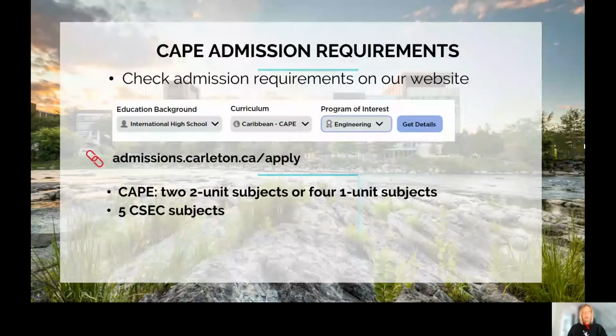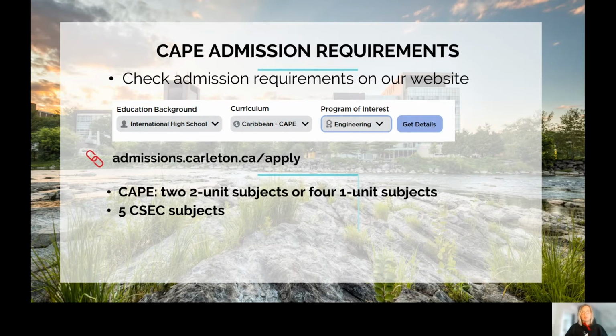Okay, so the best resource to get to know what the admission requirements would be is absolutely to go to our international admission pages and review the admission requirements there. The overarching requirement would be to have both CSEC and CAPE. You would need to have no less than 5 CSEC subjects available for us to review, but also CAPE subjects, and you need to have at least either 4 one-unit subjects or 2 two-unit subjects, and we will pick and choose depending on the program that you are applying for.